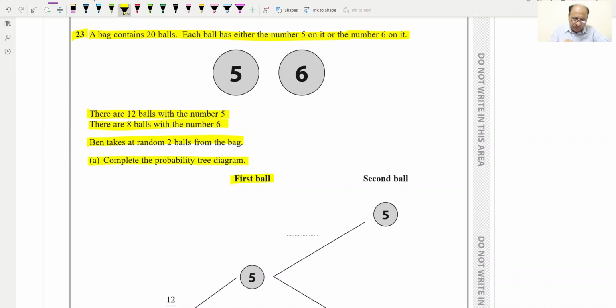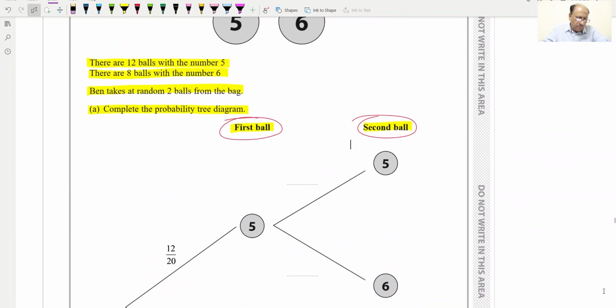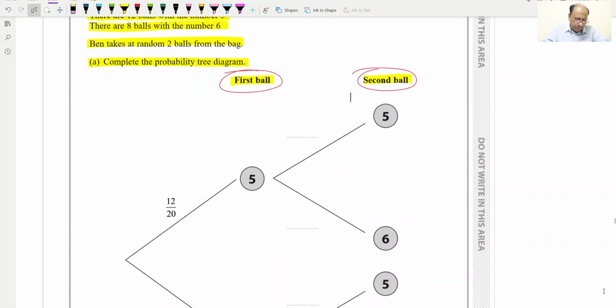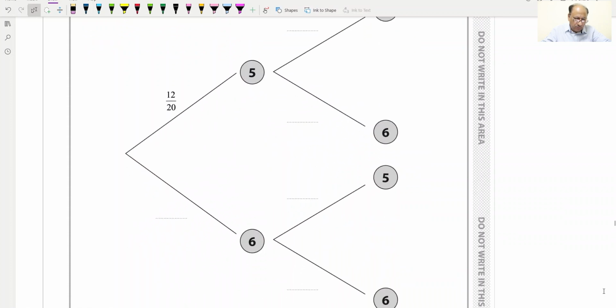This will be your first draw, and this is the second ball, which will be the second draw. So there are 12 balls with the number 5 and 8 balls with 6. So we have to complete this. So 12 out of 20, so the remaining probability will be 8 out of 20.